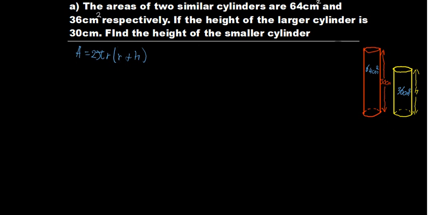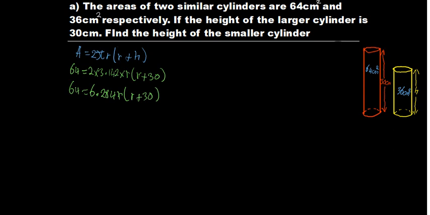Okay, so the larger cylinder has an area of 64 centimeters squared. Then we say equals 2 multiplied by 3.142 multiplied by the radius which we are looking for, open bracket, radius plus the height of the larger cylinder, which is 30. So 64 equals 2 multiplied by 3.142. What we get is 6.284 r, open bracket, r plus 30, and we need to expand that.